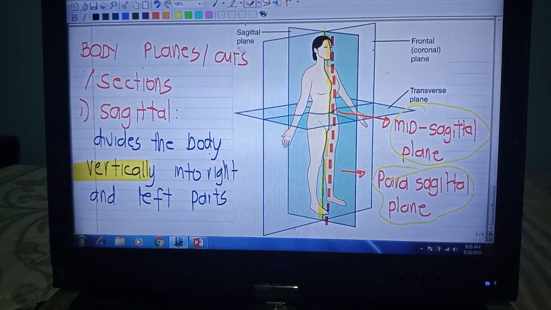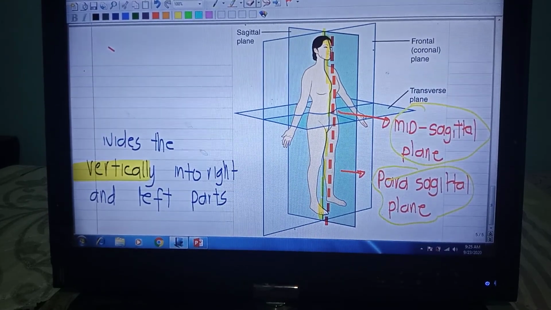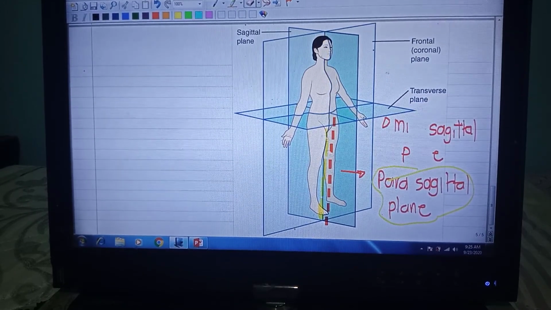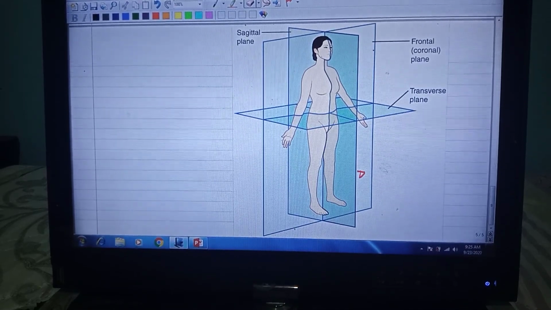Okay, maliwanag. Buburahin ko lang ito class ha. We are done with your first section, that is your sagittal. We go now to the next. Okay, so ibang ingay na naman yata. Lahat na lang yata ng ingay nandito sa video.